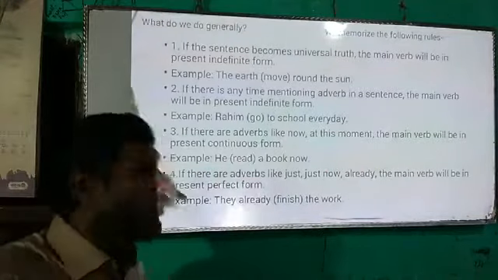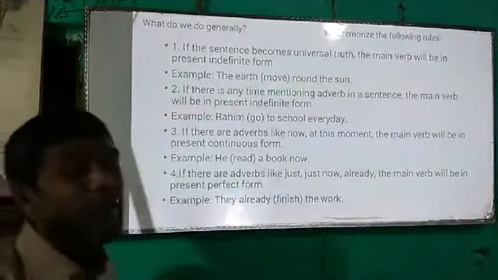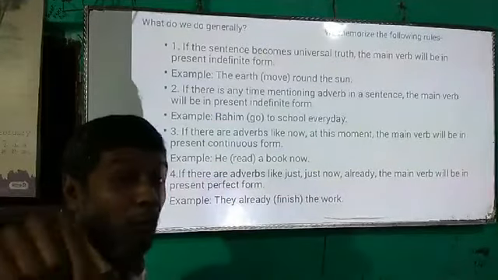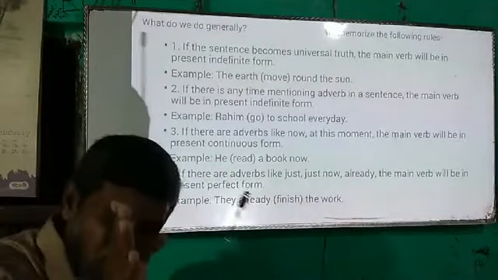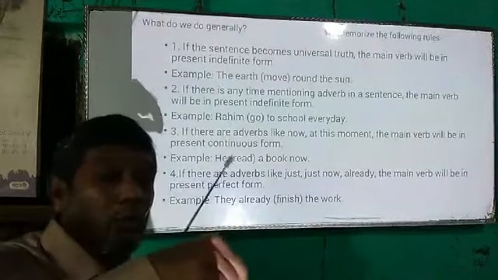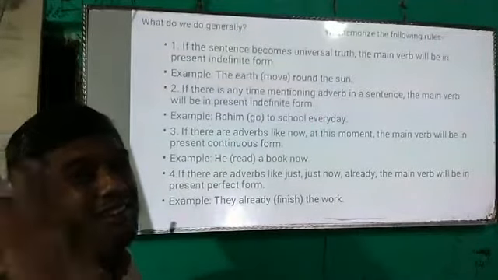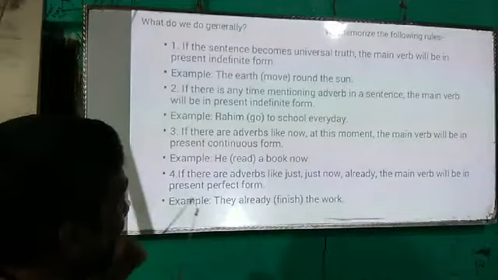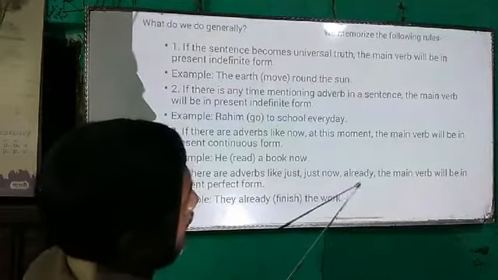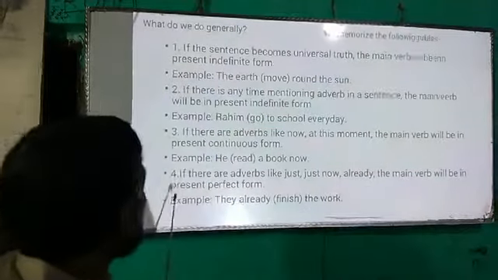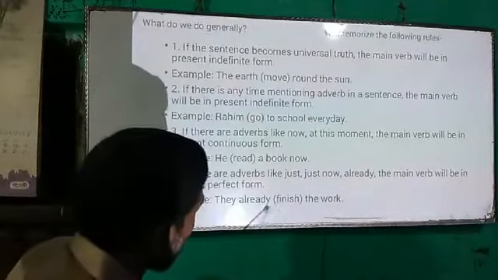So a student, when he or she reads the rules and the example, can understand the rules very easily. But what is the problem? When they go to apply this rule in the context, then they cannot understand. They make hundreds and thousands of mistakes. So, the last example: if there are adverbs like just now, already, the main verb will be in present perfect form. The example is they already finished the work.